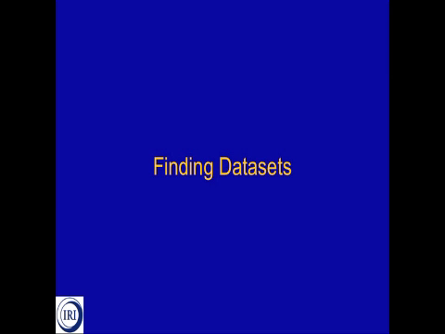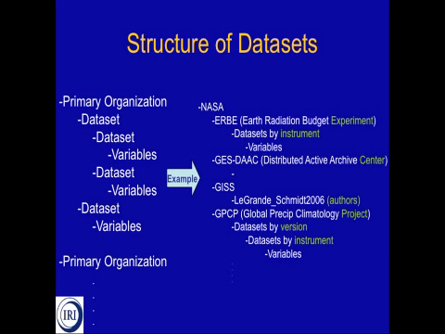So we'll first talk about how to find data sets in the data library. And a good place to start is with how data sets are organized in the data library. They're organized as a hierarchy. And at the top of the hierarchy are the institutions or the individuals that have provided the data found in the data library. And so in this example here, NASA would be one of these organizations.